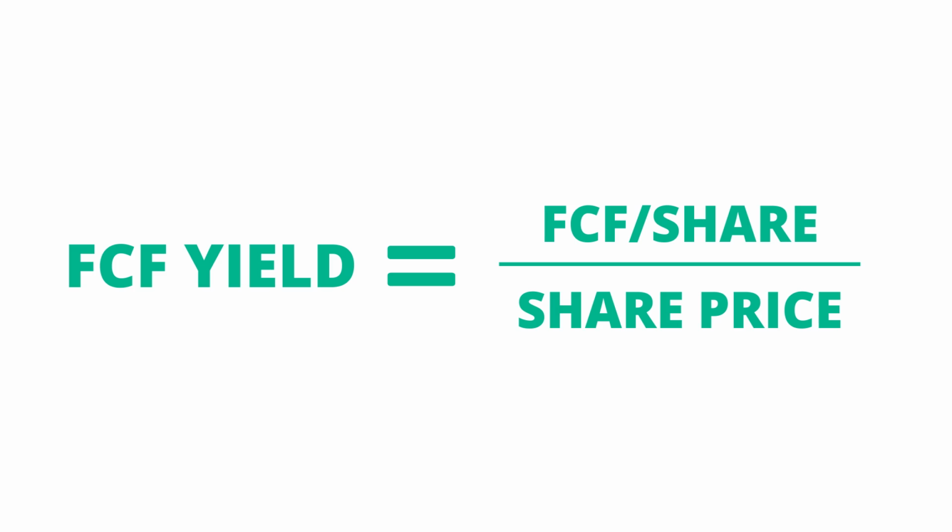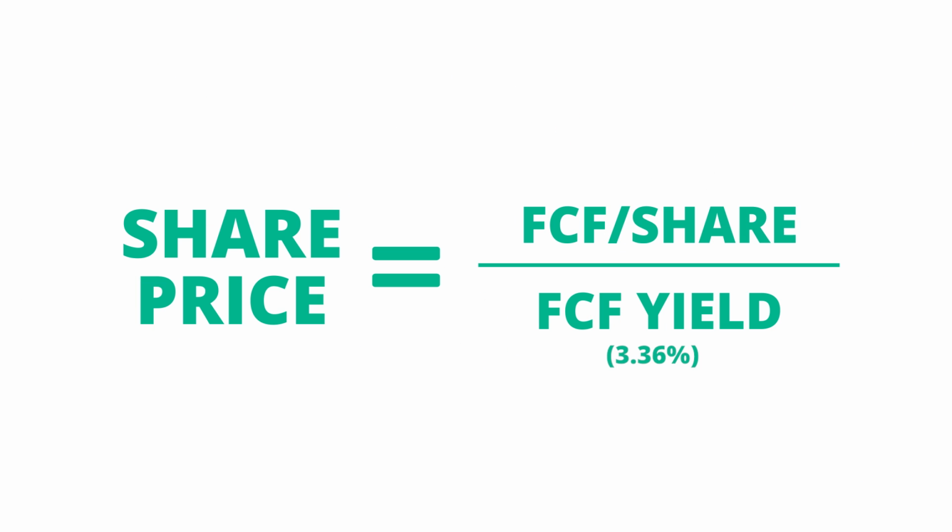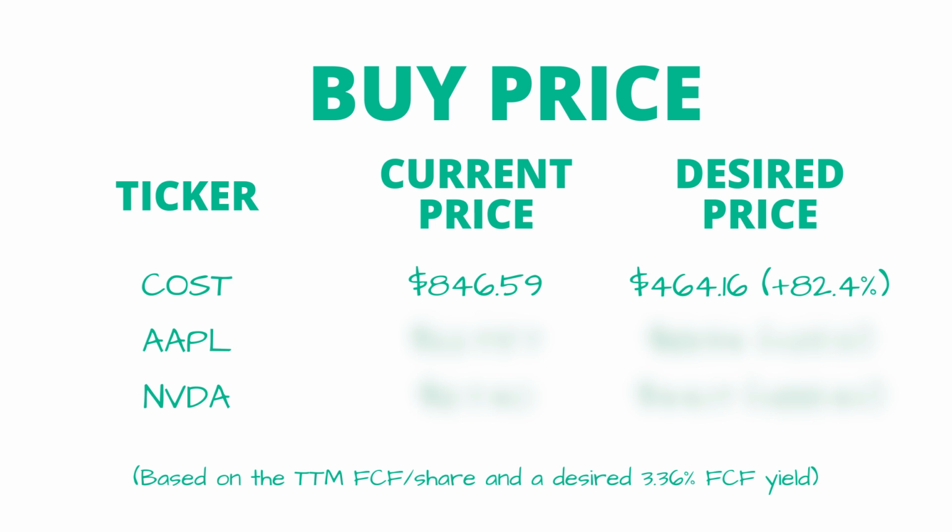With that though, we can still use the free cash flow yield formula to calculate a suitable price to buy these companies at based on the free cash flow yields that we're looking for. So if we're looking for a free cash flow yield of 3.36%, all we need to do is divide the company's free cash flow per share by the free cash flow yield, and that will tell us the share price we should be looking for. And this is what those numbers look like for the companies we just talked about.